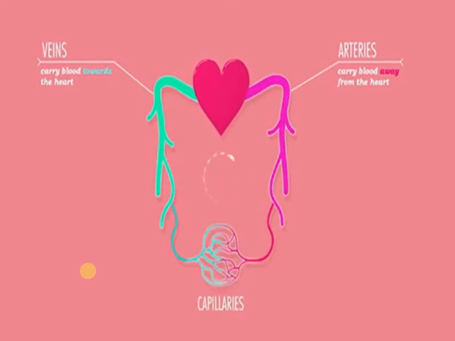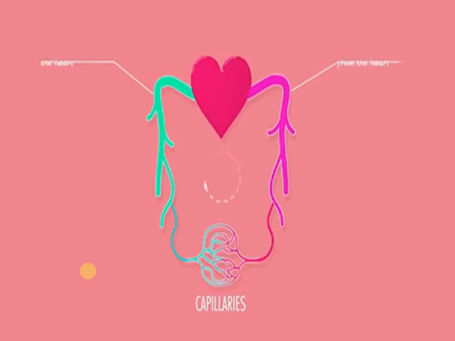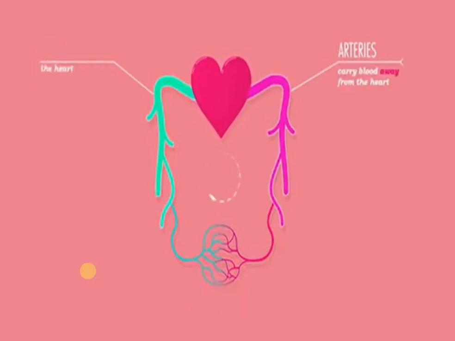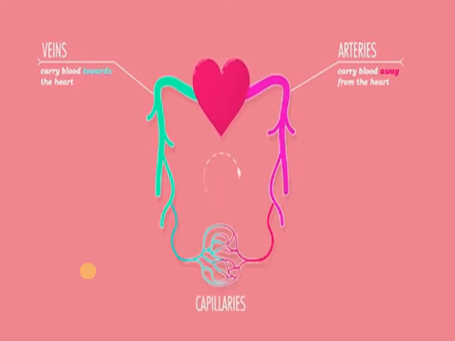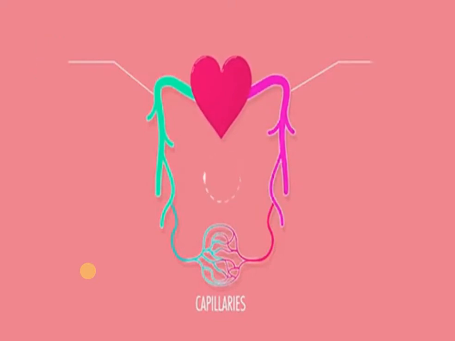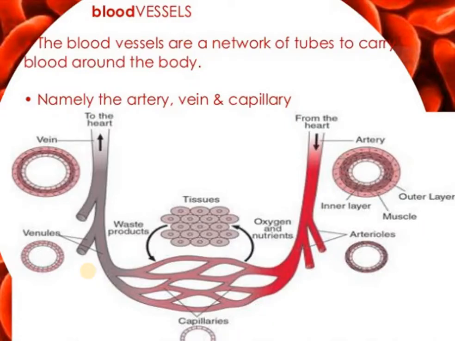The blood vessels are of three types: arteries, veins, and capillaries. Arteries carry blood away from the heart, and veins are the blood vessels that carry blood towards the heart. So capillaries actually make a junction between these two. The blood vessels are a network of tubes to carry blood around the body. Again, in the diagram, I have tried to show you the same.